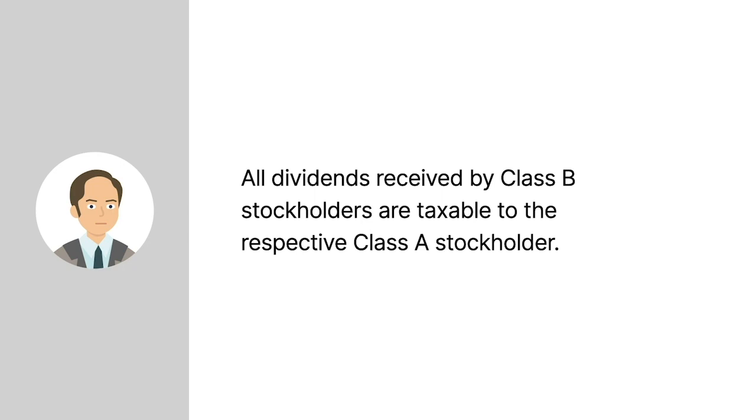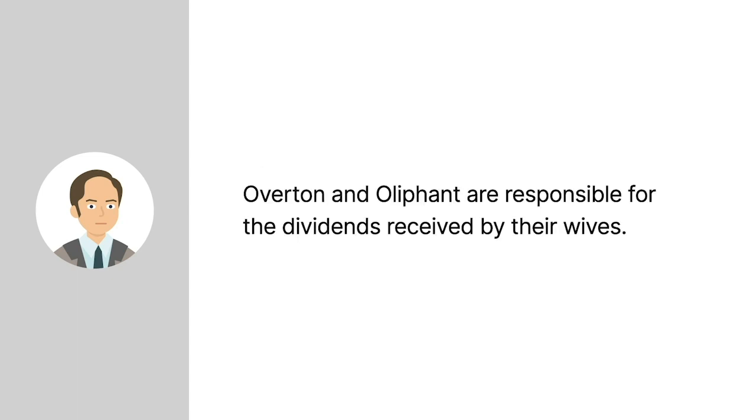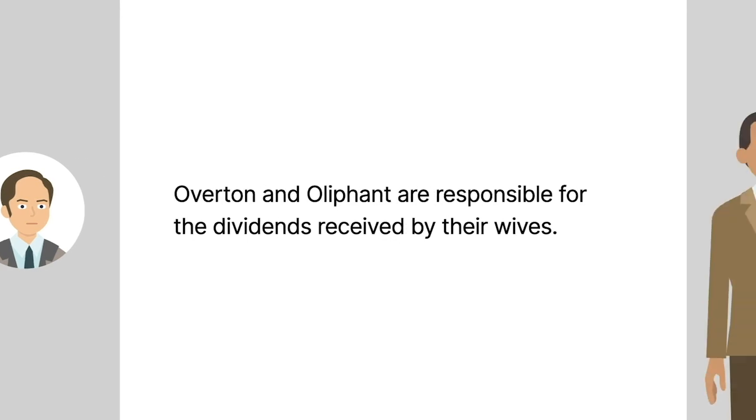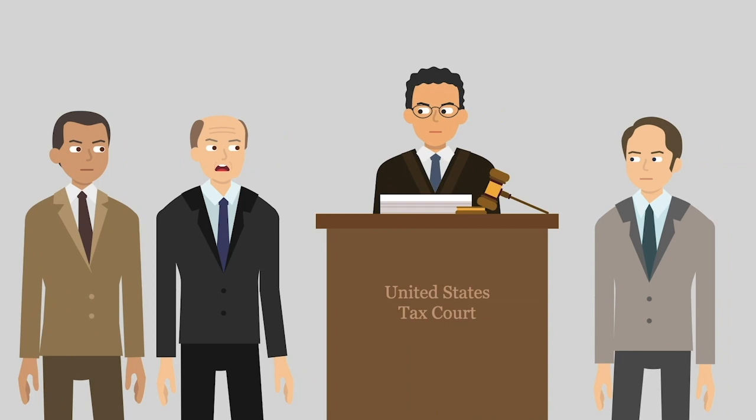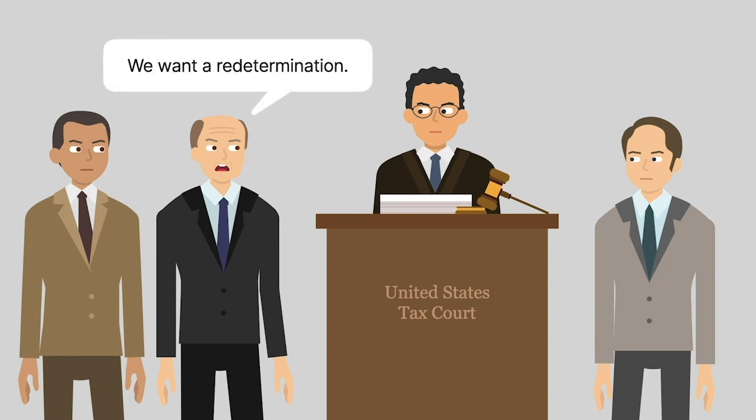The Commissioner of Internal Revenue determined that all dividends received by Class B stockholders were taxable to the respective holder of Class A stock. Accordingly, the Commissioner assessed a deficiency against Overton and Oliphant for the dividends received by their respective wives. Overton and Oliphant petitioned the tax court for a redetermination.